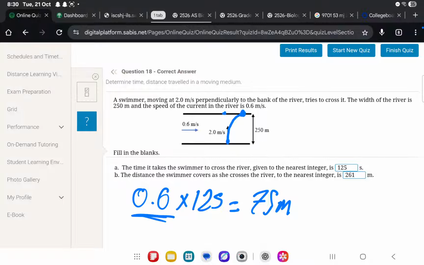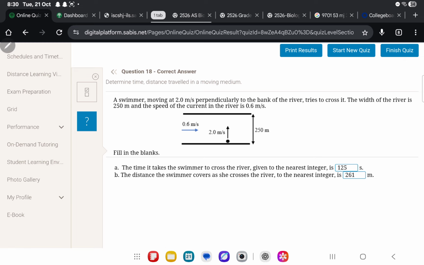250 plus 75, 325. One second, I did something wrong. Wait, I just realized. Why did I add them up? You're not supposed to add them up. You're always supposed to find the magnitude. It's the square root of 250 squared plus 75 squared. I think this might give me 261. Let me just check. Square root of 250 squared plus 75 squared, yeah, 261 meters.